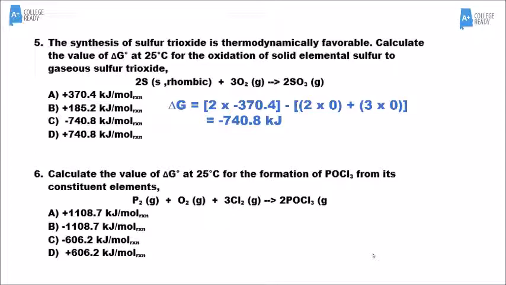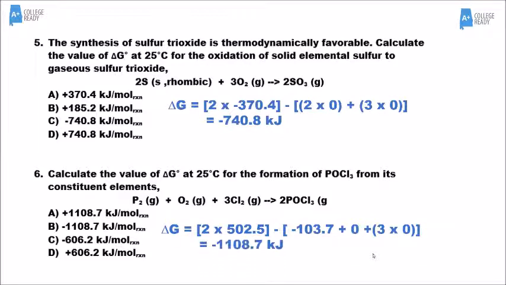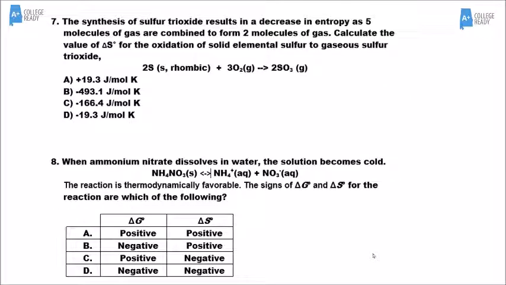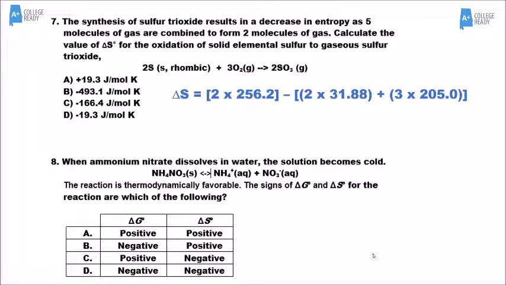Number 6 is the exact same setup, all the products minus all the reactants, and you get negative 1108. Same type of question, all the products minus all the reactants, and you get an answer of negative 166. Notice, however, that the delta G's were in kilojoules and the delta S is in joules. This becomes important later on.